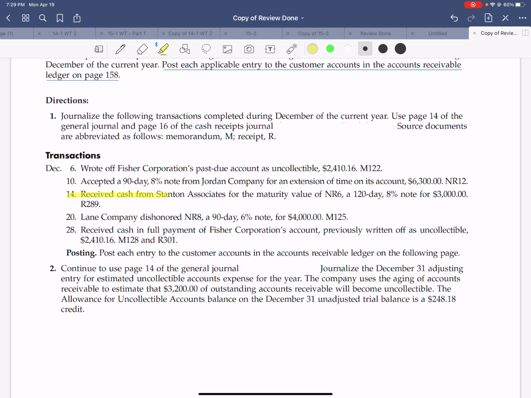The third transaction, received cash from Stanton Associates for the maturity value of notes receivable 6, a 120-day 8% note of $3,000, receipt right there. Okay, so we're receiving cash, so we have to go to our cash receipts, so go through and fill that out, and then check my answers.